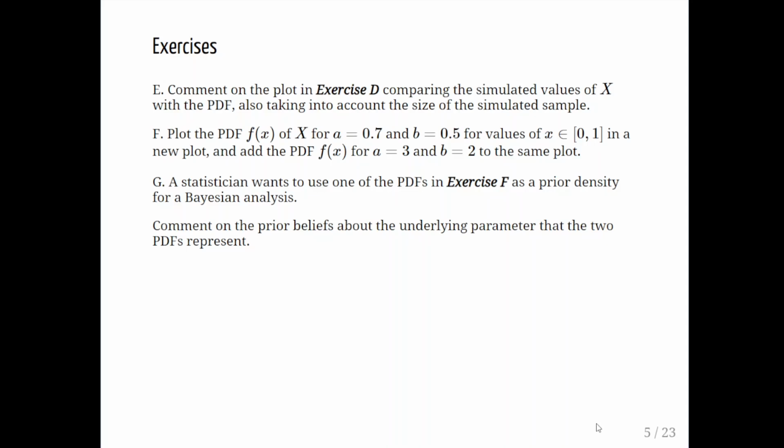Okay, and a statistician wants to use one of the PDFs in exercise F as a prior density for a Bayesian analysis. Comment on the prior beliefs of the underlying parameter that these two PDFs represent.